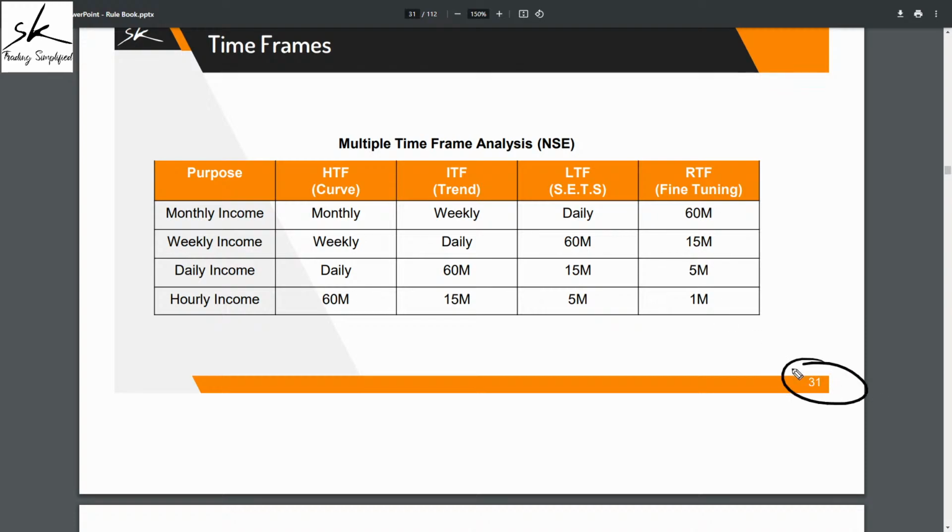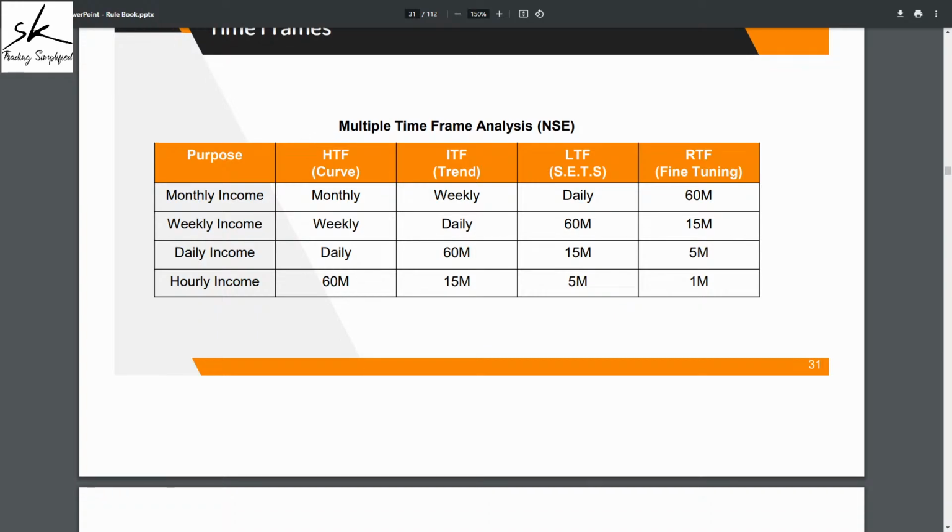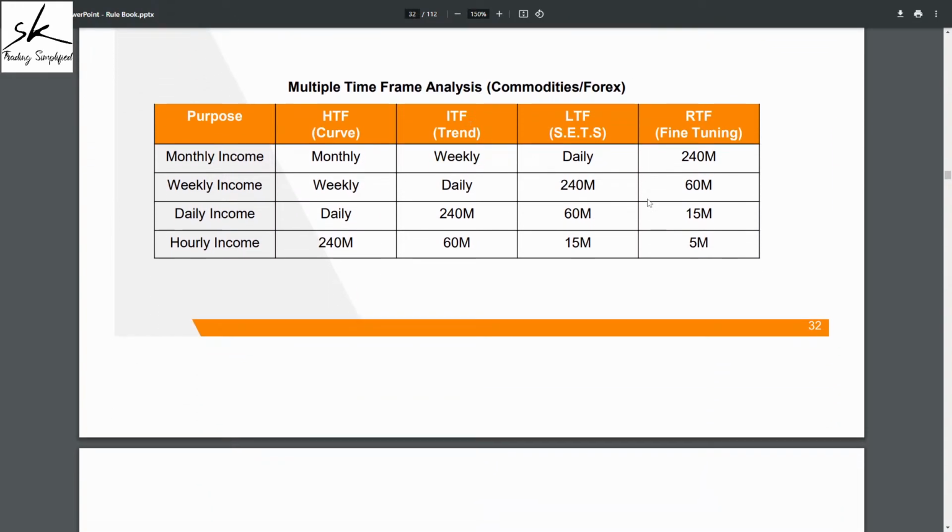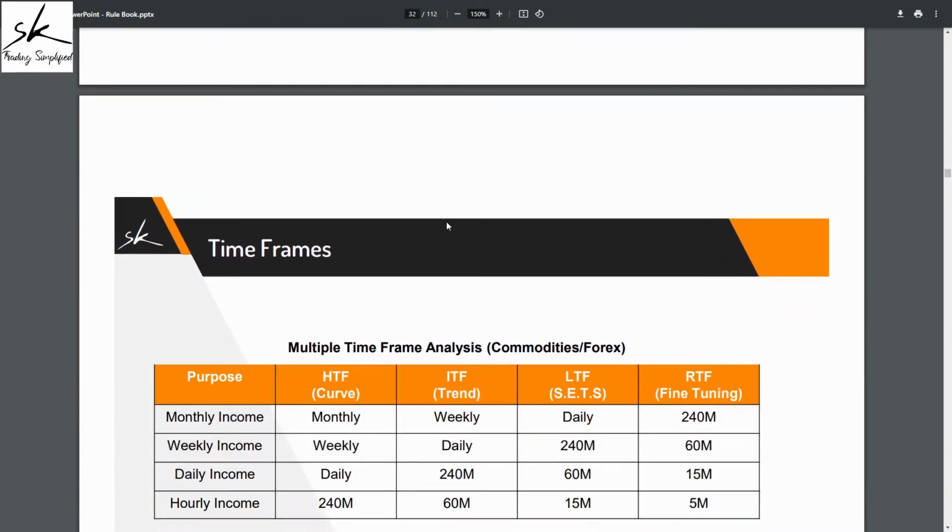Now the table which is available on page number 31 is specifically for the NSE market, which is only open for about 6 hours 15 minutes during the day. But when you're trading markets which are open for longer durations, you can refer to page 32, where you have another table which can be applied for commodities, forex, cryptocurrencies, or even stock markets which are open for longer durations.